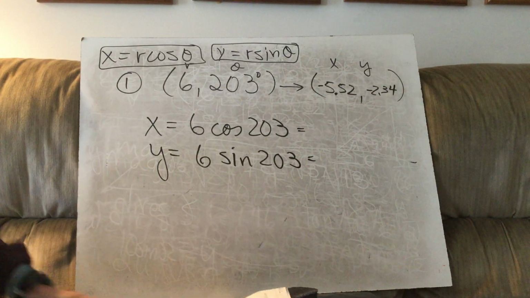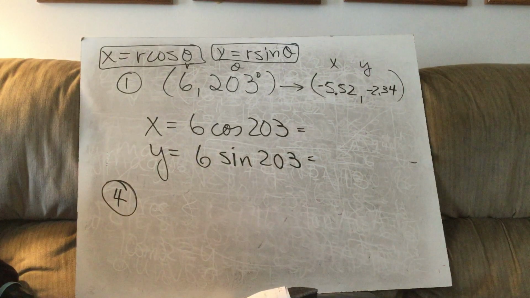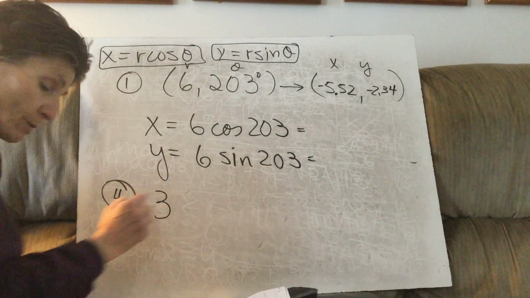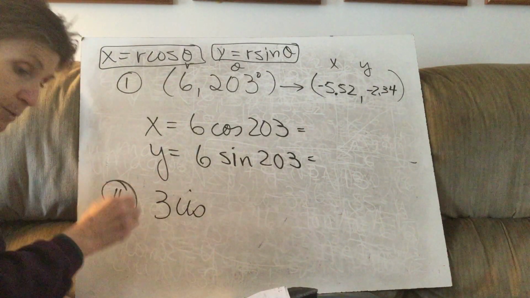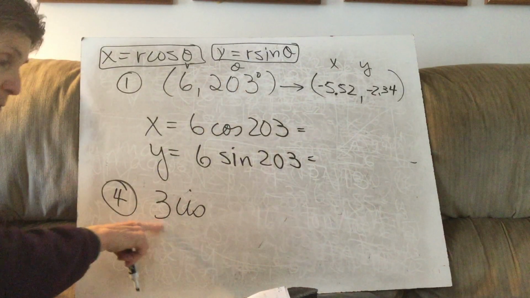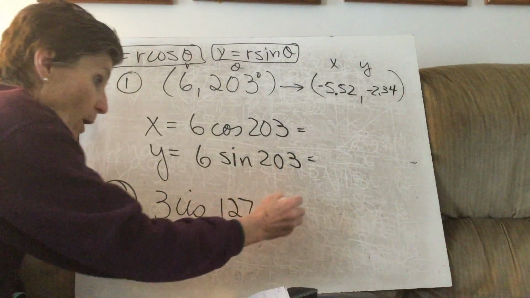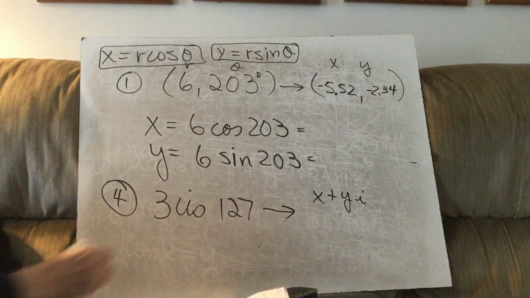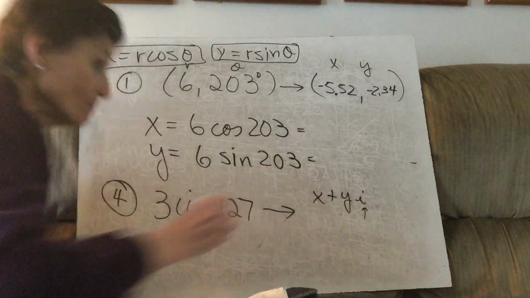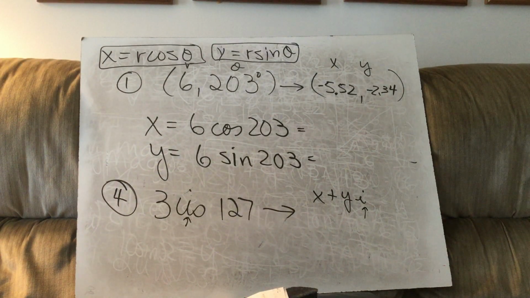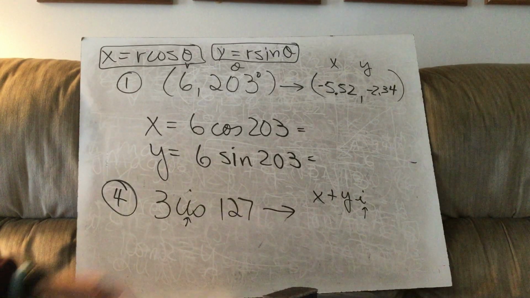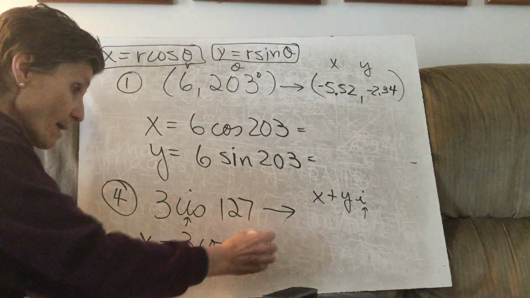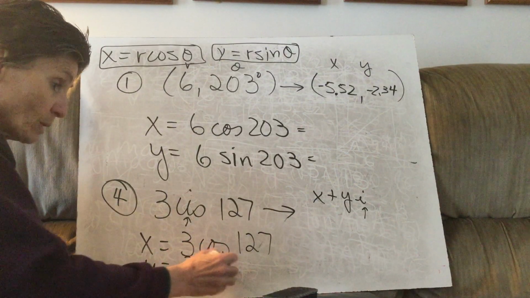Now, I want you to skip down to number 4, because number 4 is exactly the same situation, except we're starting with a number instead of an ordered pair, instead of a point. And so our answer is going to be of the form x plus yi. Since we have an i here, we're going to have an i in our answer. It's not an ordered pair. It's the same x and the same y, though. So to find the x and the y, it's x equals 3 cosine 127 and y equals 3 sine 127.